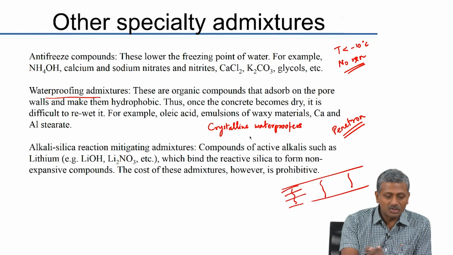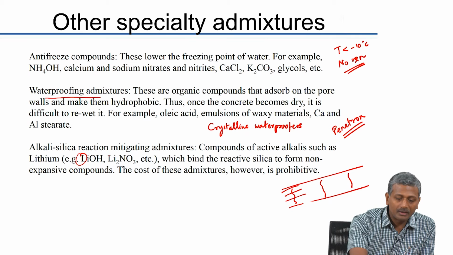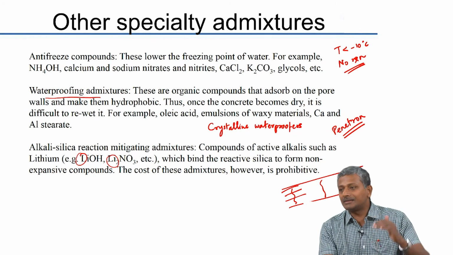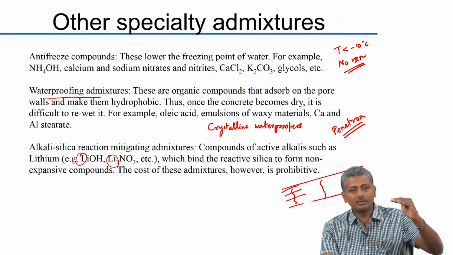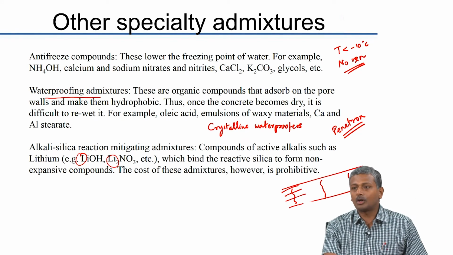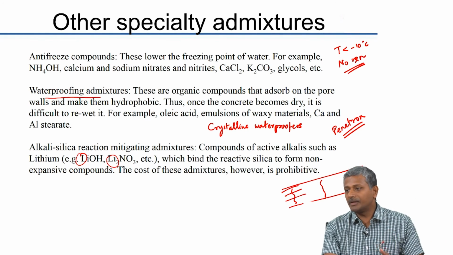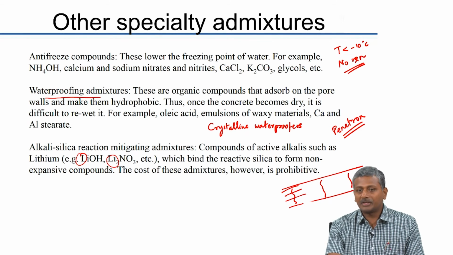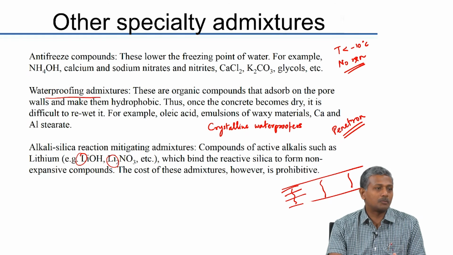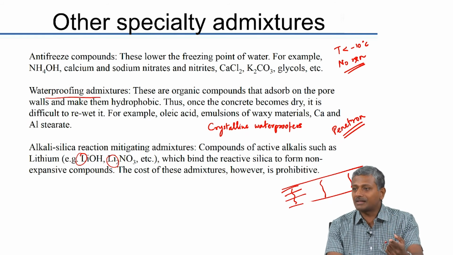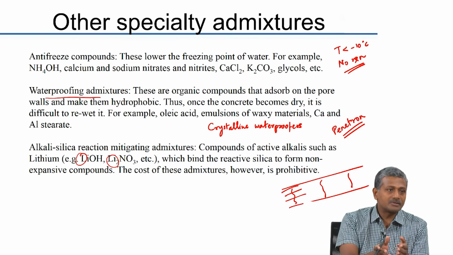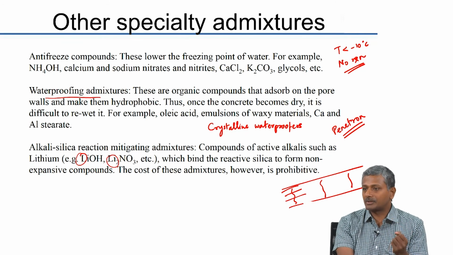So, here essentially what you are doing is choosing compounds that are lithium based, lithium hydroxide or lithium nitrate. You know that lithium occupies a position in the periodic table in the same column as sodium and potassium, right. It is a much lighter material and it is much more reactive as compared to sodium or potassium. So, before your reactive silica combines with sodium or potassium, the lithium based chemicals are able to react with the reactive silica and bind it into a non-expansive product.